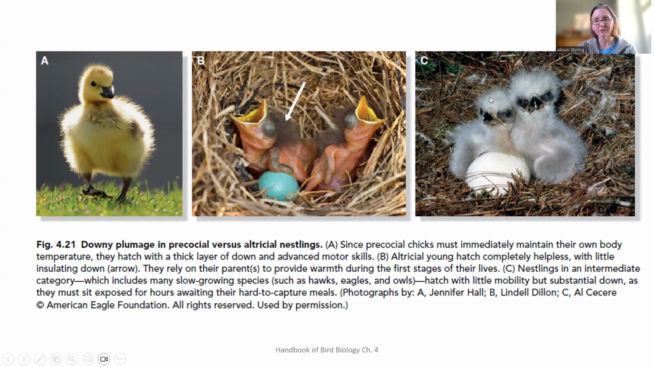And then we also have birds that are in between. They're not exactly precocial and they're not all the way altricial, like these two birds. They're not leaving the nest, but they're capable of thermoregulation, and they have this nice thick set of down on them.